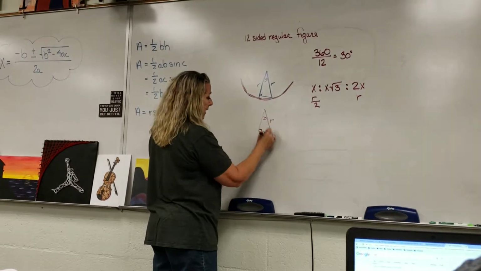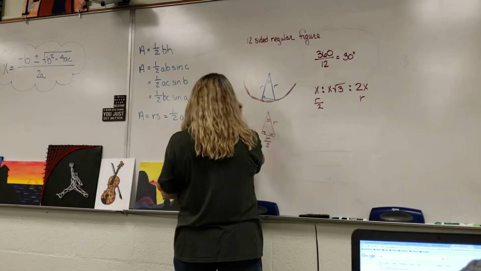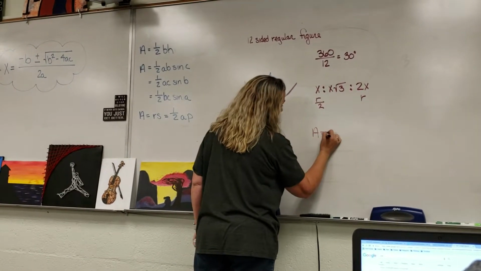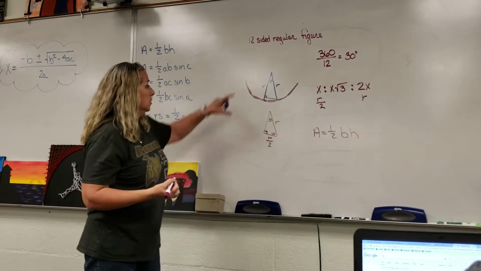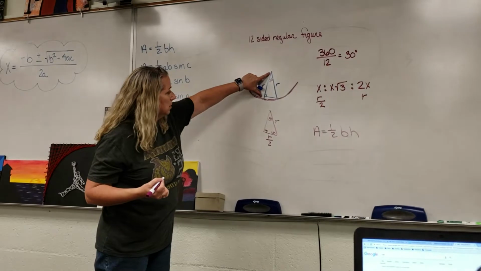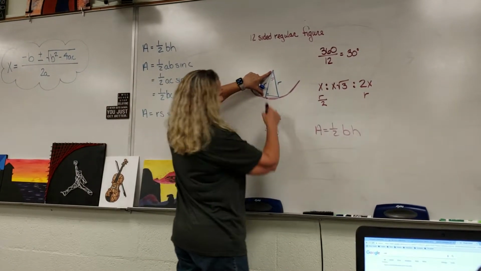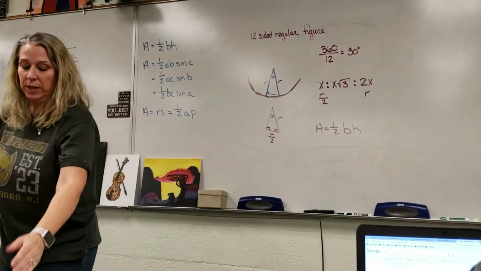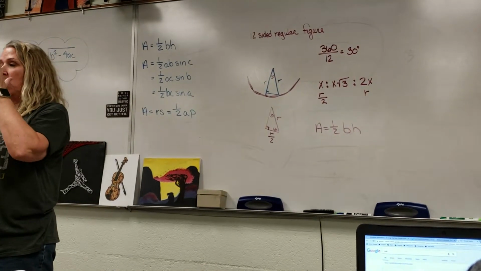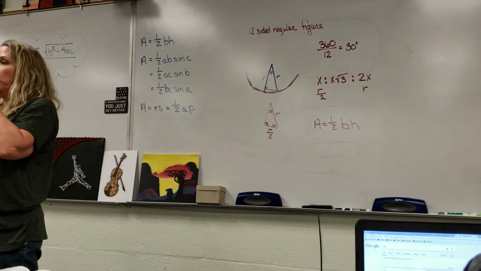So when we take R over 2, we can use area equals 1/2 base times height. So we know the base is R, right? That's this whole thing. Base and height are always the two that the perpendicular is drawn to. The base and the height will always be perpendicular.